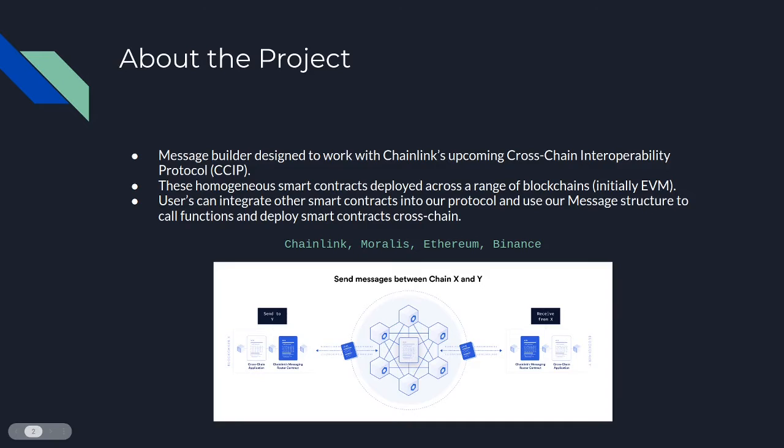The Atlantic project is a message builder and protocol designed as a smart contract layer between Chainlink's upcoming cross-chain interoperability protocol, or CCIP, and other decentralized applications. These smart contracts are homogeneous and could be deployed across a range of blockchains. For now, we're focusing on blockchains that support the EVM. Our smart contracts are also abstracted so that developers can integrate our message protocol into other smart contracts.